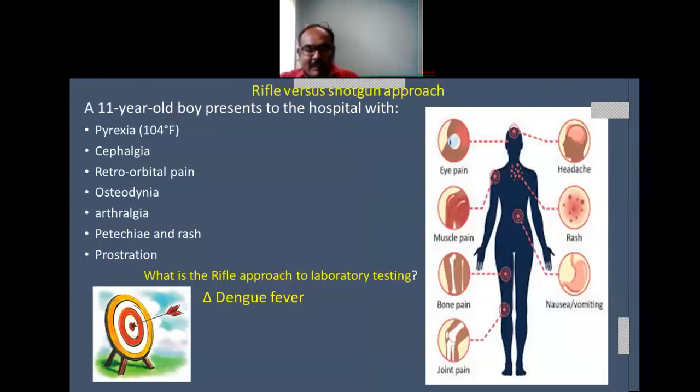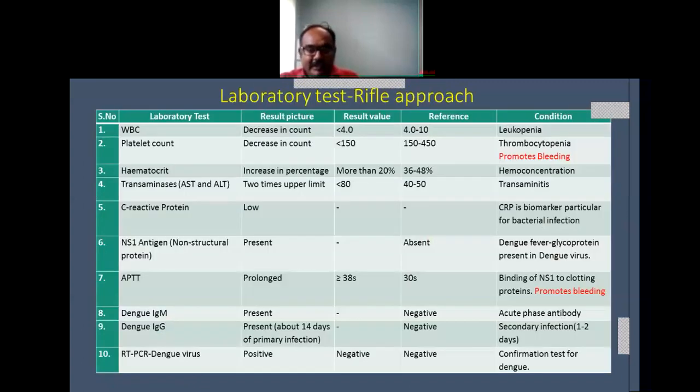Next. And that's a referral shotgun, which is very important actually. So the patient with pyrexia, cephalalgia, retroorbital pain, osteodynia, and other things, arthralgia, petechiae, and prostration, you will come to a diagnosis whether the patient is having dengue or other fever. Then if you think it's dengue, you have to order the following tests, like shooting the rifle with the target only: the WBC count, platelet count, hematocrit, and the transaminases.